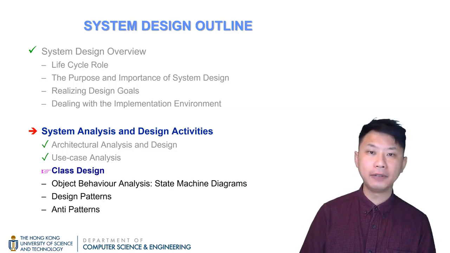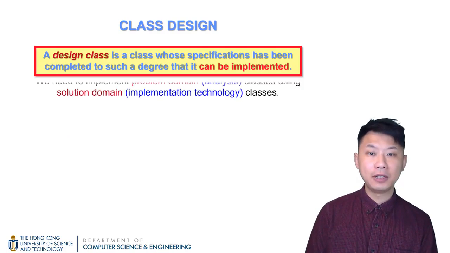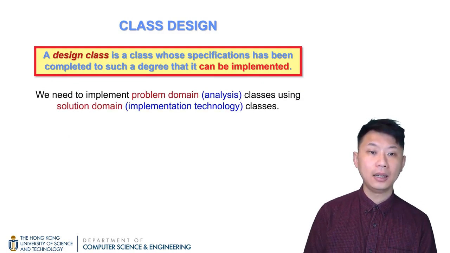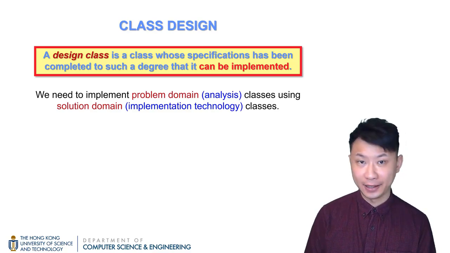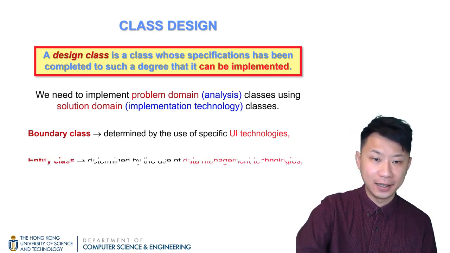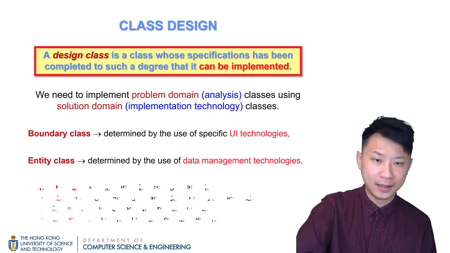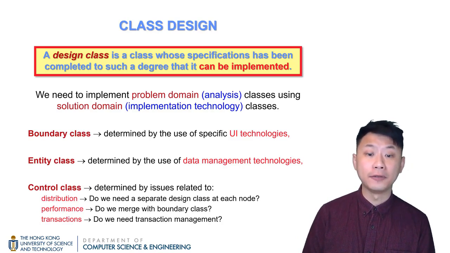And the next topic that we're going to talk about is class design. So in class design, we try to come up with all the classes that we're going to use for implementation. And we need to implement problem domain classes using solution domain classes. So boundary classes are about the UI technologies. For entity classes, we are talking about data management technologies. And then control classes will control the behavior of the software system.